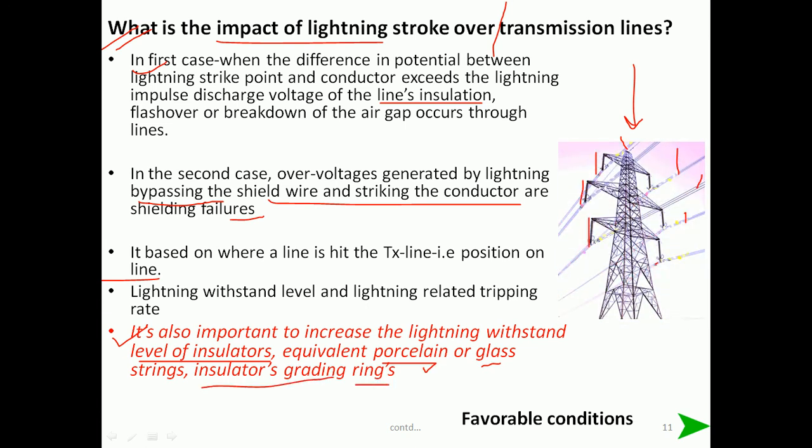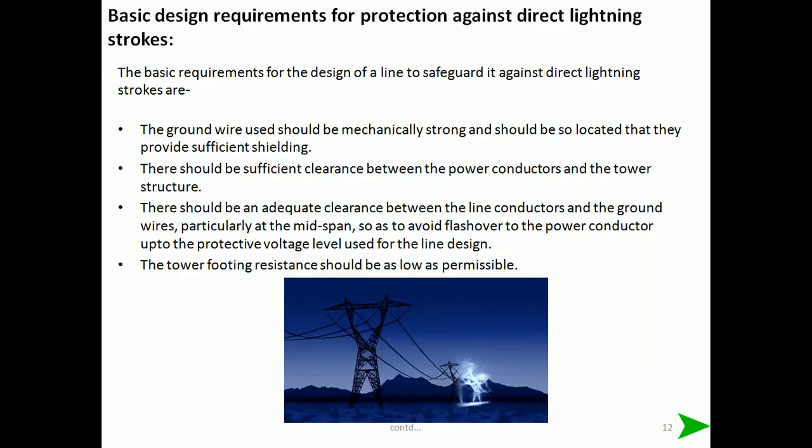String of the insulator, and the grading rings. Grading rings, if you see here, these type of rings which we use. The most important thing is what the favorable conditions are. Favorable conditions are basically the environmental conditions. If these are good, then we don't have too much problem from the impact of lightning. If these are bad, then we have to face several problems from the impact of a lightning stroke, right?